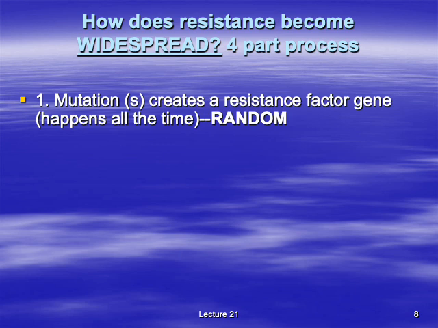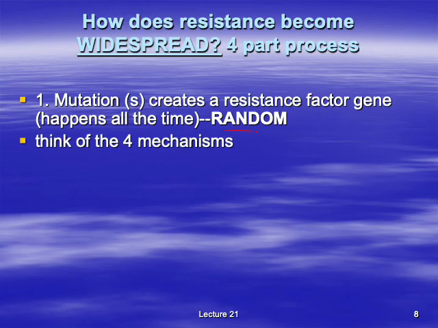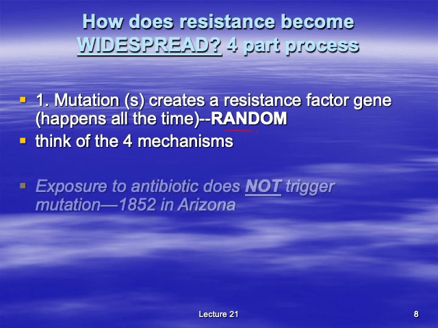There's a mutation. It creates a resistance factor gene, and it's totally random. So antibiotics do not cause resistance to pop up. Bacteria just randomly undergo mutations, and by luck, a mutation will lead to resistance. Think of a mutation in a porin, a mutation in a pump, a mutation in an enzyme that leads to degradation of the antibiotic, or a mutation in the binding site. Those are the four mechanisms. And like I said, you don't need the antibiotic to trigger the mutation. Mutations happen all the time.